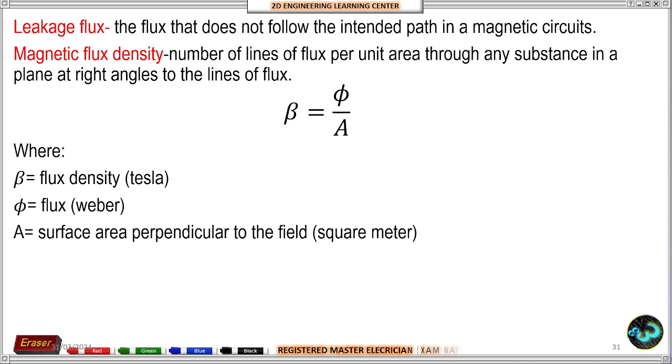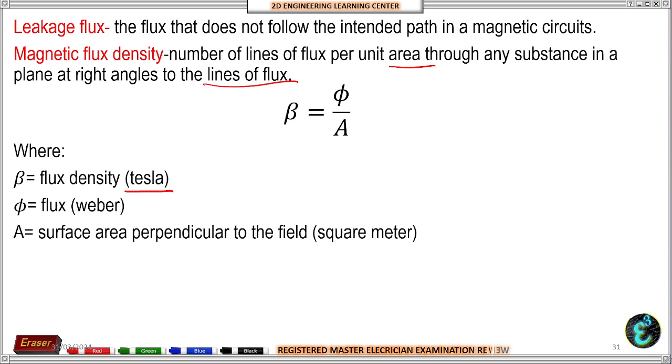So magnetic flux density, that is the number of lines of magnetic flux per unit area through any substance in a plane at right angles to the line of flux. So meaning, ilang flux ang makikita per area, which ang kanilang crossing is 90 degrees with respect to the lines of force. Okay, so the unit for magnetic flux density is Tesla, named after Nikola Tesla, the person who initiated using AC power instead of DC.